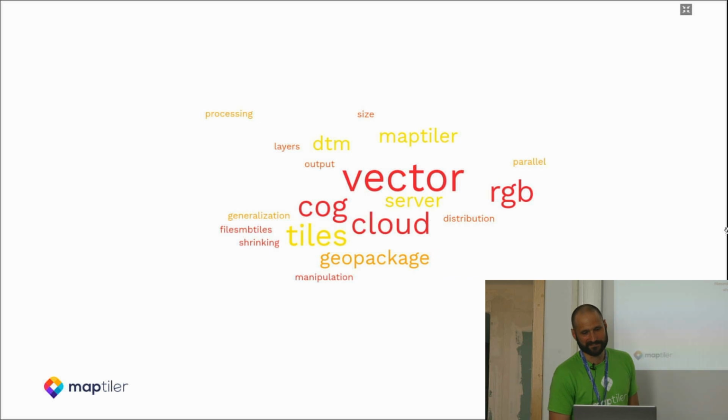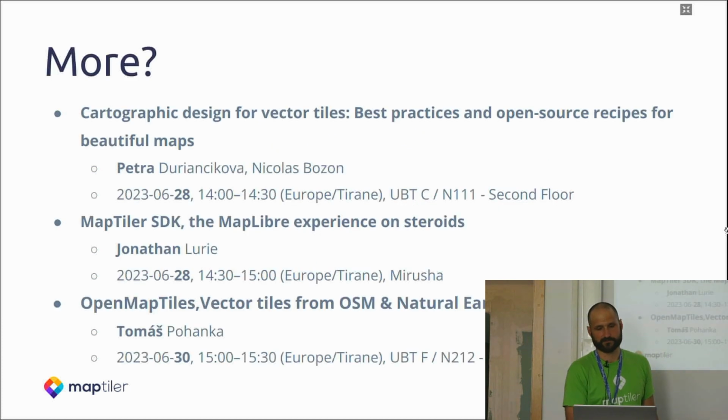We could touch the topic of vector, of course, while there is RGB, for example, used, or how we encode the terrain information to RGB tiles. What is the difference between GeoPackages and MapTiles, and so on. But let's stop here. There are more talks from MapTiler.